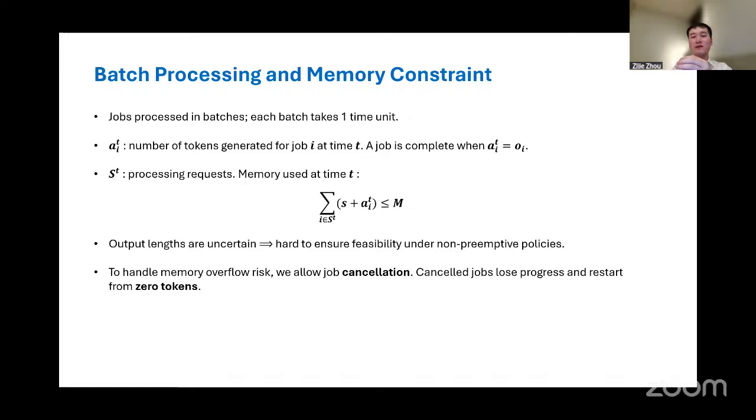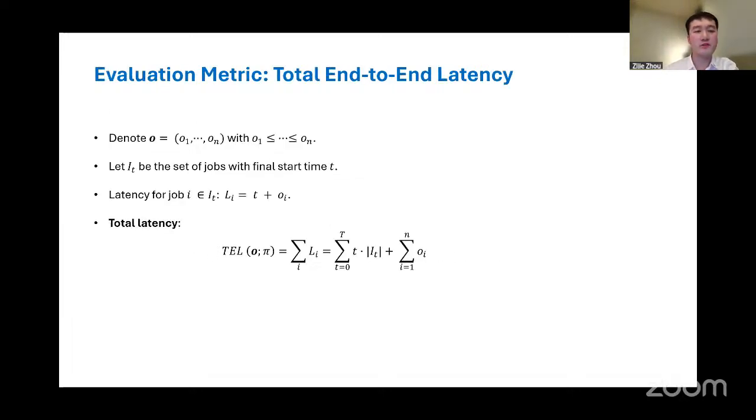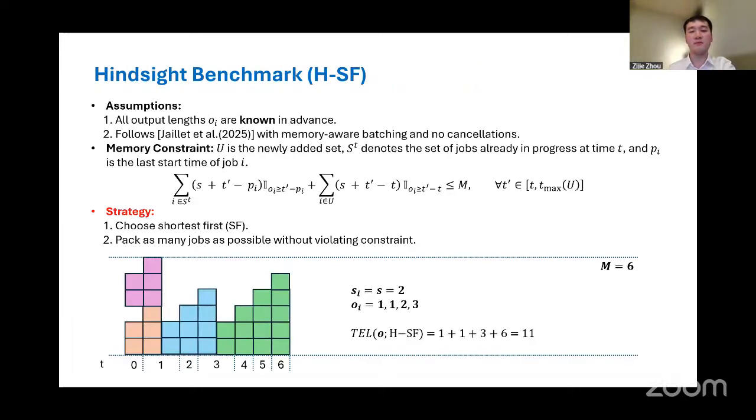And the 5th one, if we still process it, it will violate the memory constraint. Then what we want to do is to cancel this job. By cancel, we just put it back into the queue and ignore all of its existing, or we say its generated, output. So the next time, it needs to be processed starting from the first token. This is what we call job cancellation. The evaluation metric is again the total completion time.